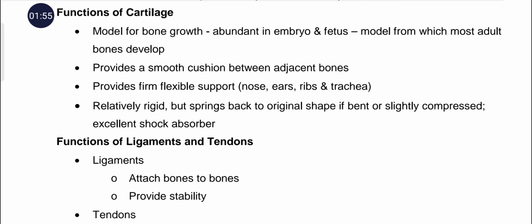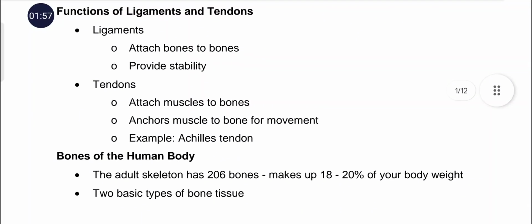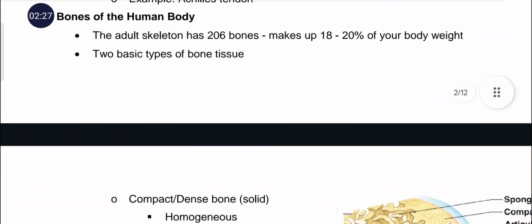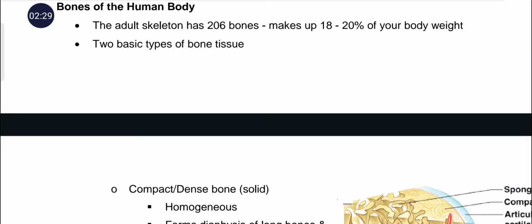Next are the ligaments and tendons, which are important portions of the skeletal system. Ligaments are attached to the bones and they attach one bone to another. Ligaments are also responsible for providing stability. Next are the tendons. Tendons attach the muscles to the bones. Tendons also act as an anchor for muscle to the bone for movement. An example is the Achilles tendon.